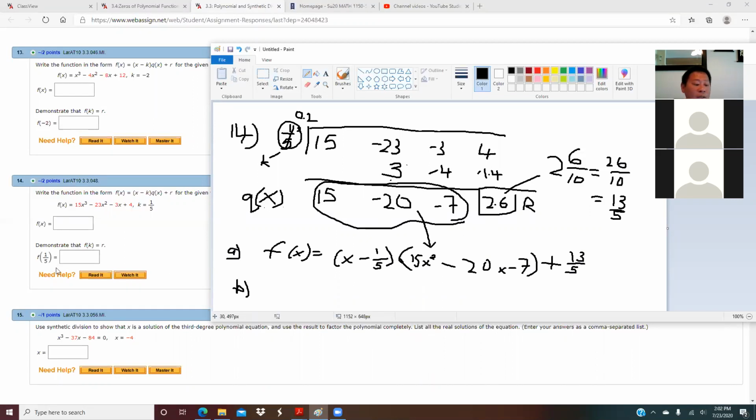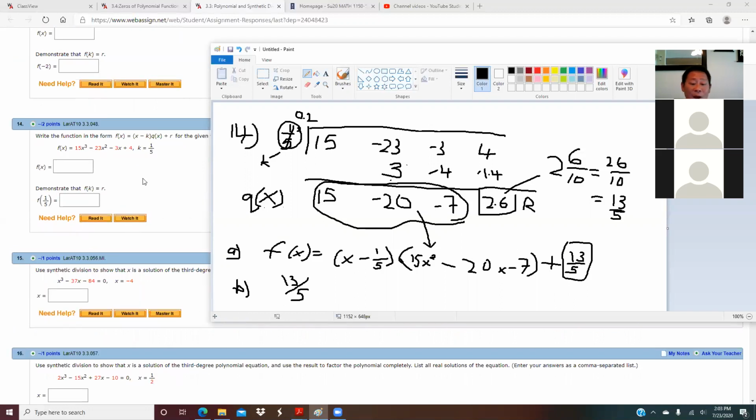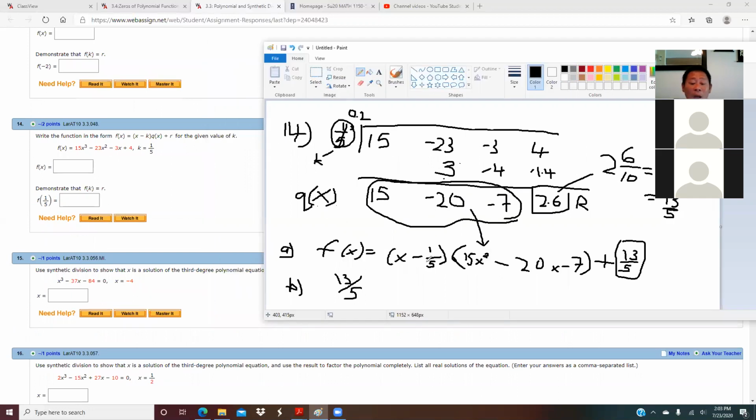For part B, they ask you to find what's f of 1/5. You just give me the remainder, in this case, 13 over 5. So usually when they ask you to find what is f of 1/5, they're asking you to figure out what is your remainder. I mean, you can plug 1/5 into your x here. But the shortcut way is just take your remainder here. And if this remainder is wrong, definitely this answer will be wrong. Okay, so this is how we do this kind of questions, how we write this in this form. So again, synthetic division is a must.